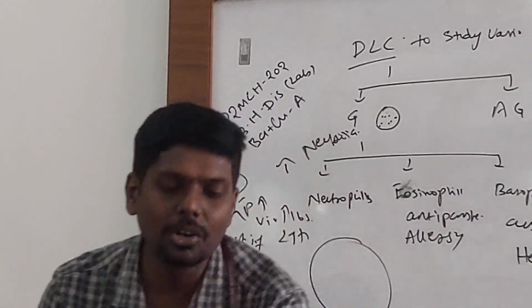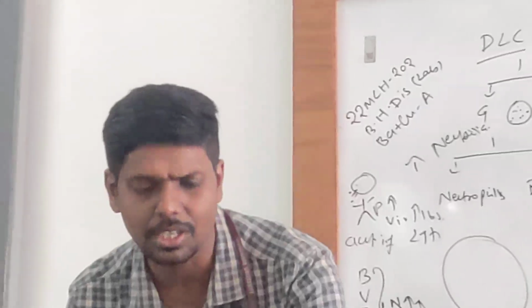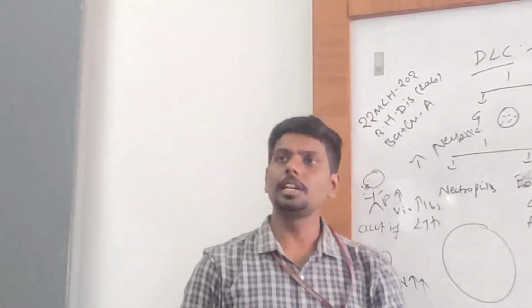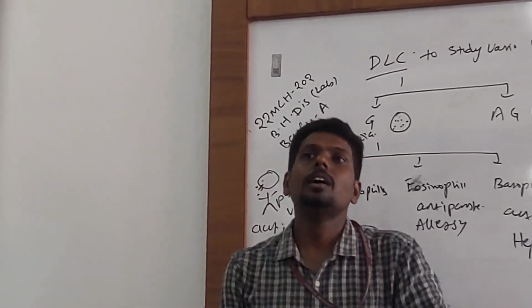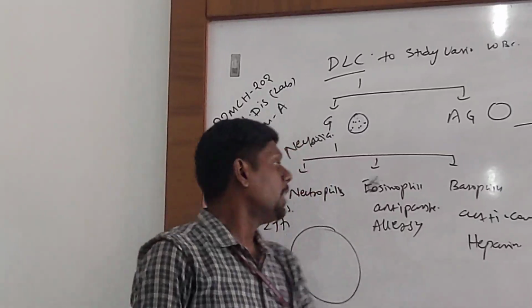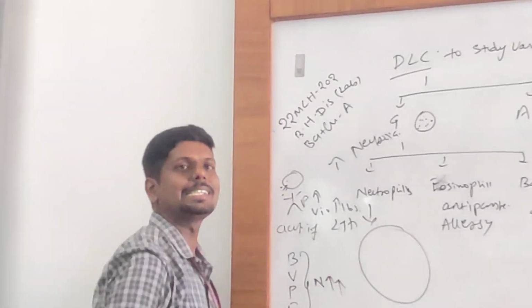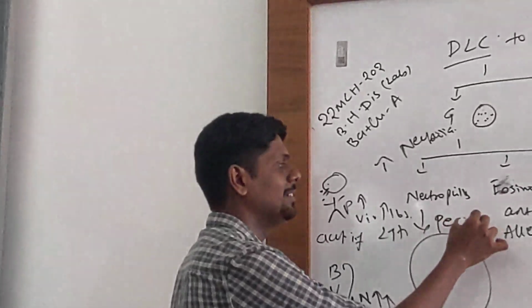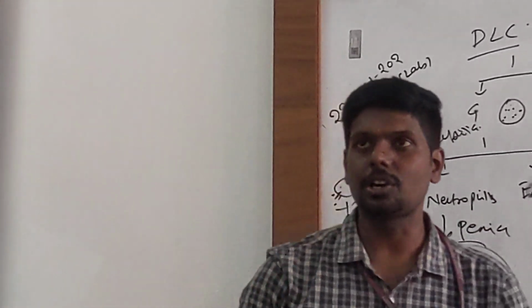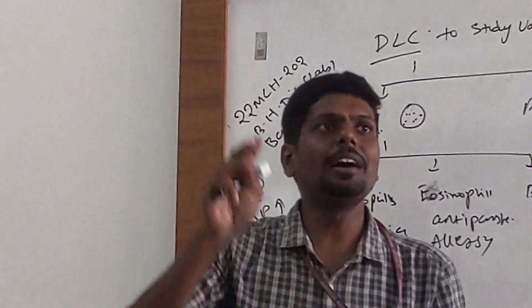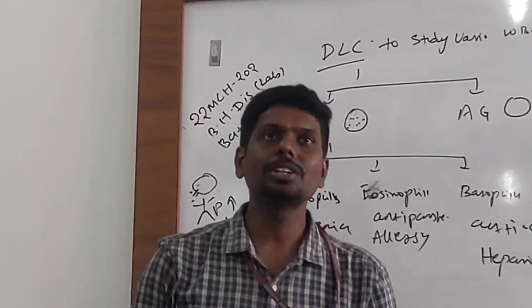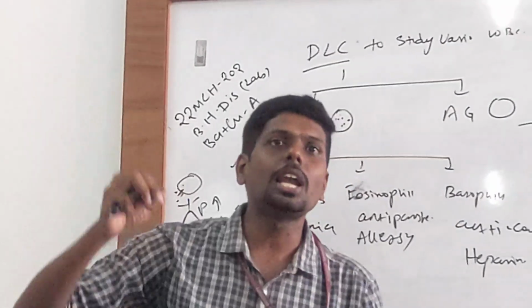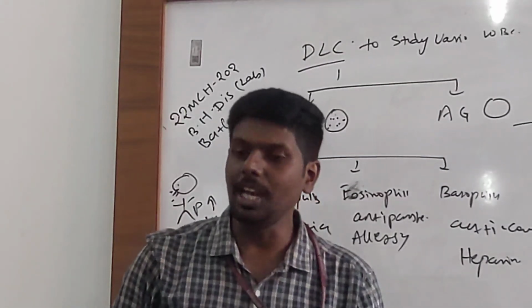I guess today we can't do the practical. Anyway, first let us finish reading. Increased neutrophils is called as neutrophilia. Decreased neutrophils is called as neutropenia. Very good. Penia means reduced count. Neutropenia, decreased neutrophil count. Increased neutrophil is called as neutrophilia.